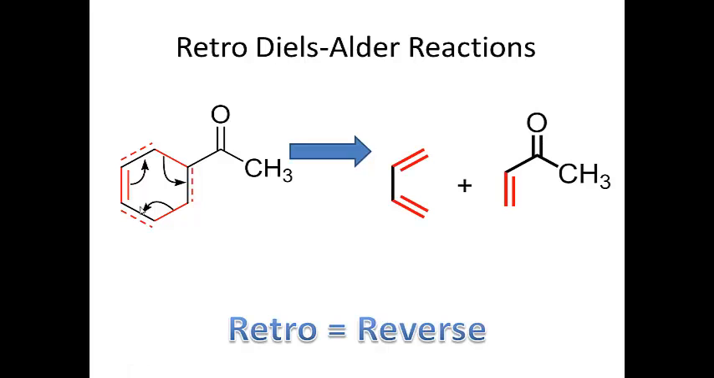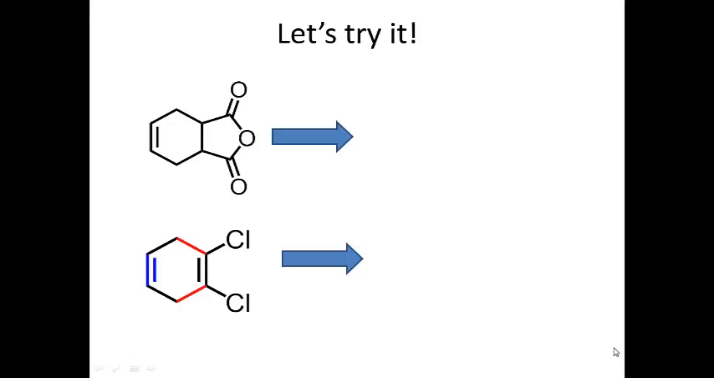Alright, so here are my two Diels-Alder substrates. Here's my diene, which came again from this pair of electrons coming here and this pair of electrons coming here, and then here's my dienophile, which came from this pair of electrons in this bond coming here to make the pi bond here. Alright, so here are two examples. So let's try this retrosynthesis.